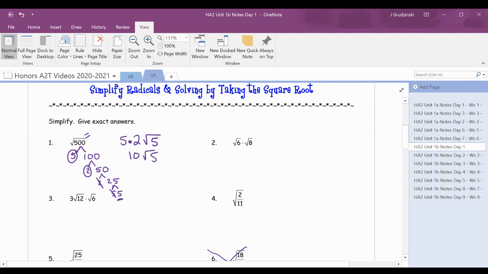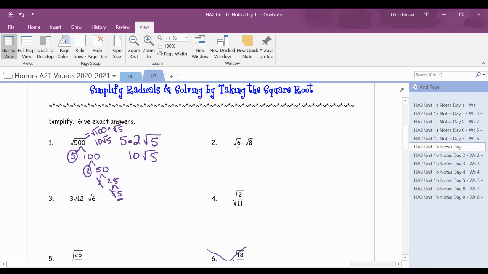Another way you could think of this is we could break the square root of 500 into the square root of 100 times the square root of 5. The square root of 100 is 10. So that also gets us to 10 root 5. So sometimes the second way I just showed you is a little bit easier for numbers that have an obvious big perfect square in them, like 500. But sometimes the first way I showed you is easier when it's not obvious what perfect square you could use.